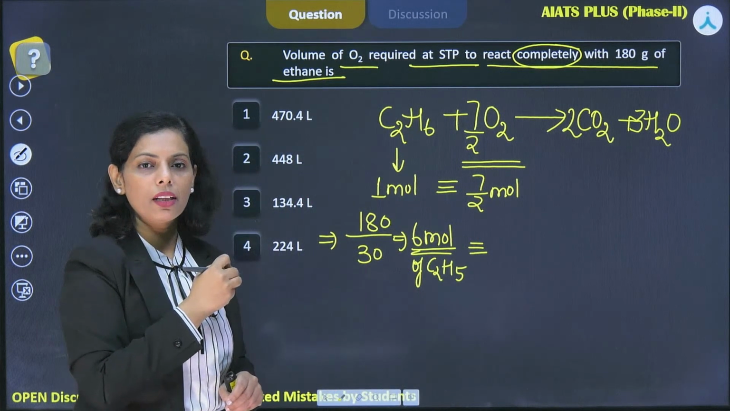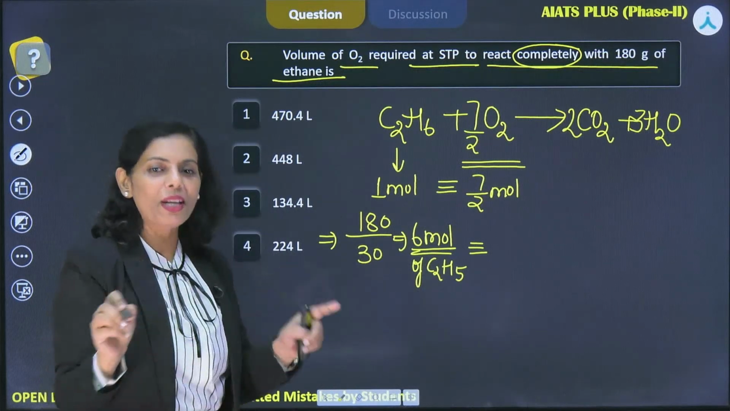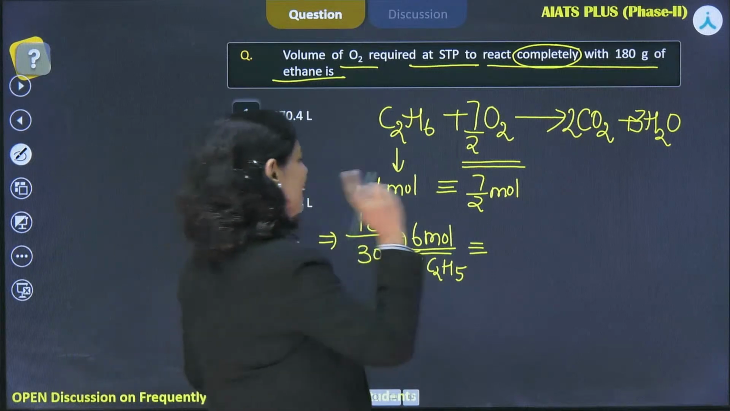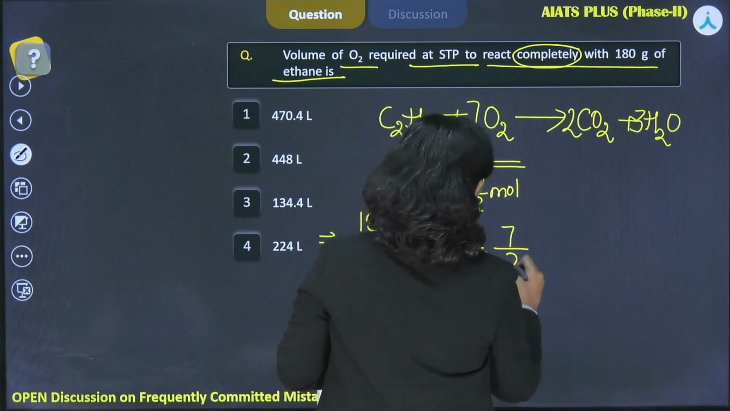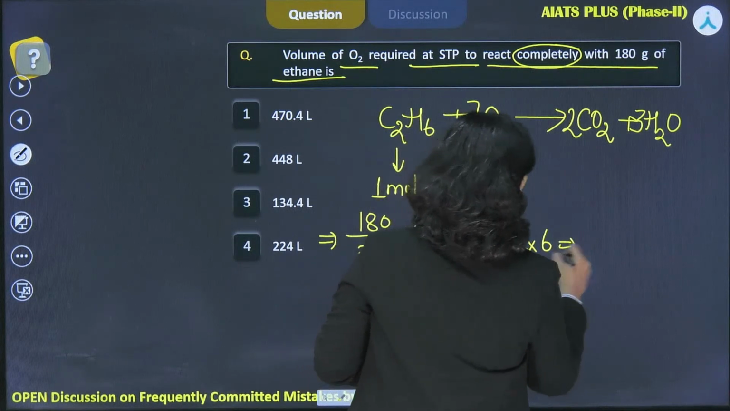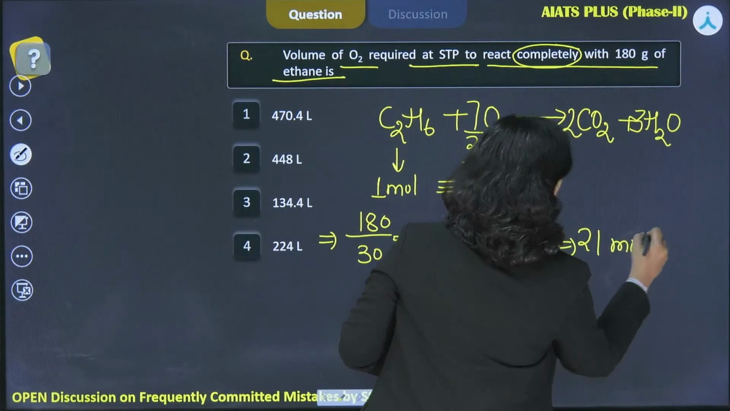Unitary method simply. Yes, Mohit, and electricity, maybe you are right. I'll just check, then I'll tell you. So for the 6 mole, 1 mole needs 7 by 2. So it would be 7 by 2 into 6. 7 3s are 21. 21 mole, right?